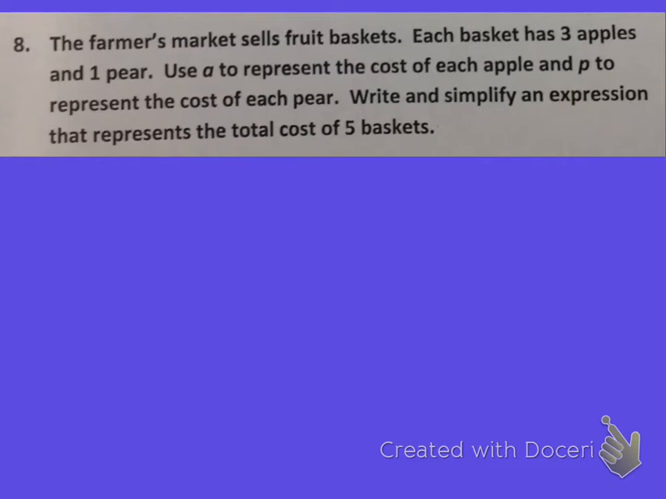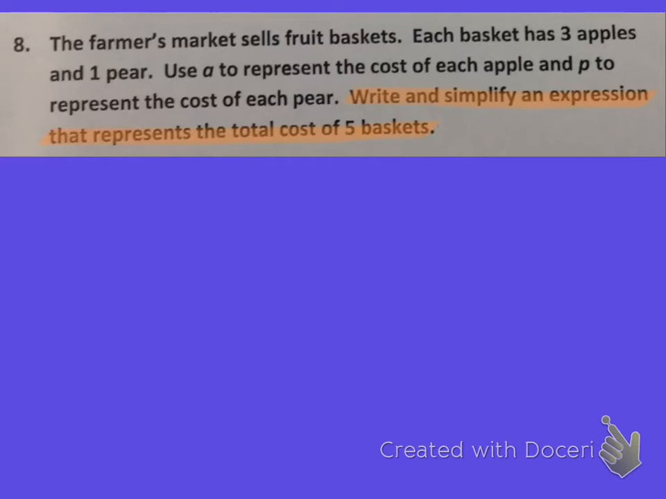The farmer's market sells fruit baskets. Each basket has 3 apples and 1 pear. Use A to represent the cost of each apple and P to represent the cost of each pear. Write and simplify an expression that represents the total cost of 5 baskets.